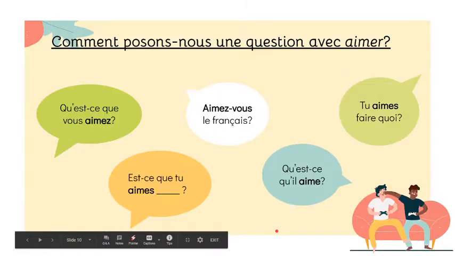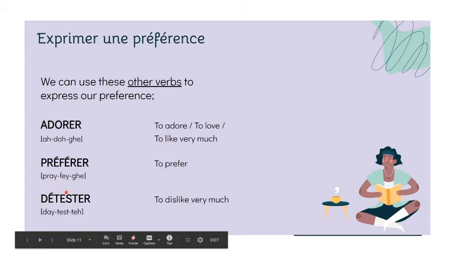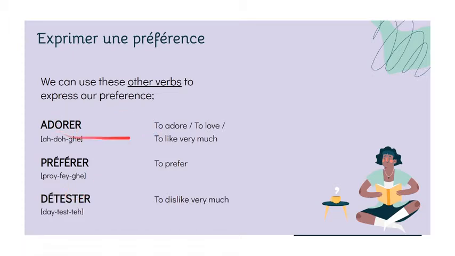Okay, these are the few verbs yang korang boleh guna. You guys can also use adorer, préférer, détester. You guys can use it exactly as the verb aimer. Maknanya, lepas verb adorer, préférer, détester ni, korang boleh letak noun, verb à l'infinitif, and you guys can put adjectif possessif. So, it is used the same way as the verb aimer. Exprimer une préférence bermakna express your preference, express your liking.